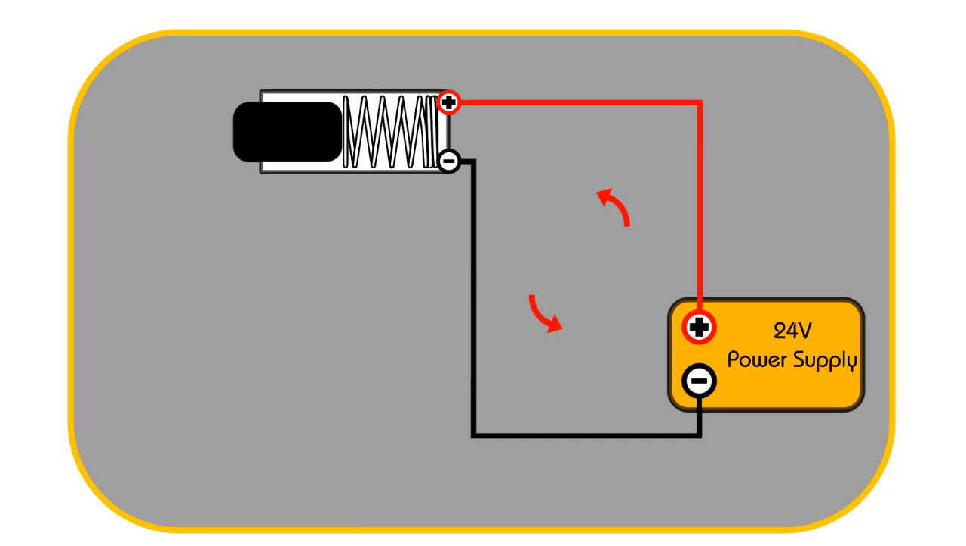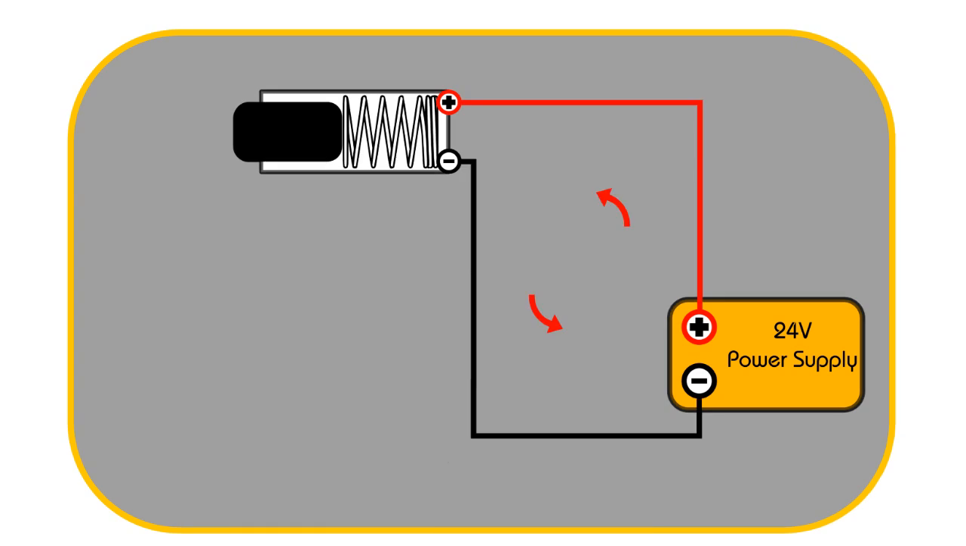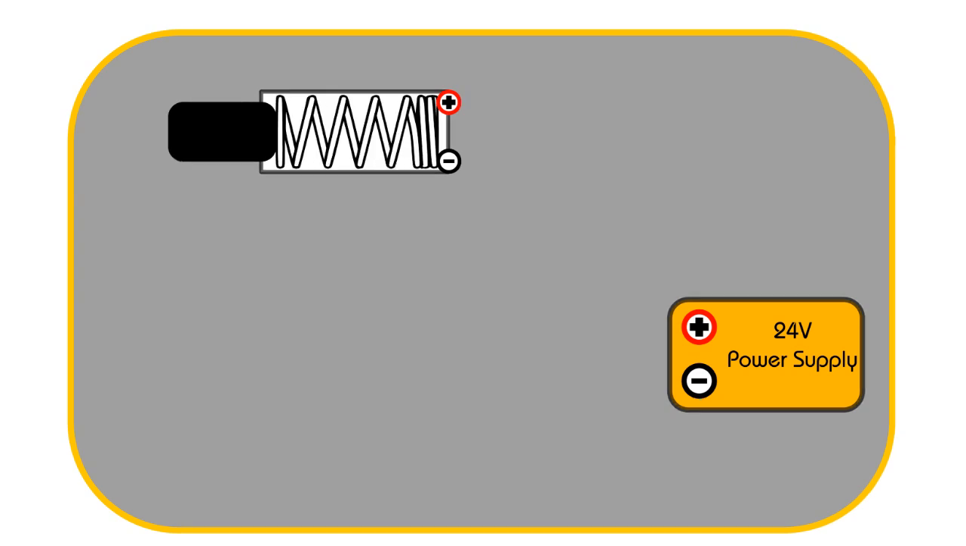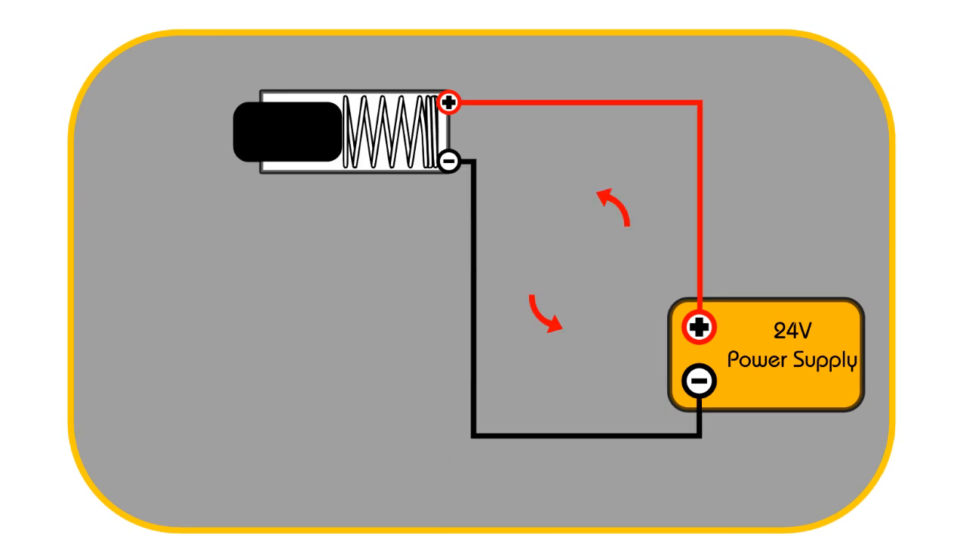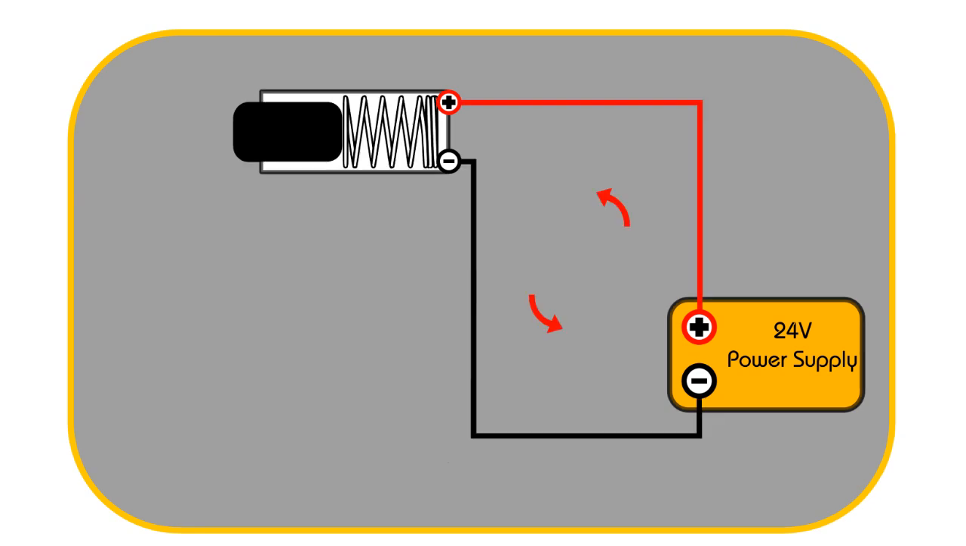The power supply takes AC voltage from the wall outlet and converts it to DC for powering our solenoid. When the solenoid is not powered, it sits in a relaxed state with its spring-loaded plunger extended. When we connect our power supply to the solenoid, a magnetic field develops in the solenoid and retracts the plunger.